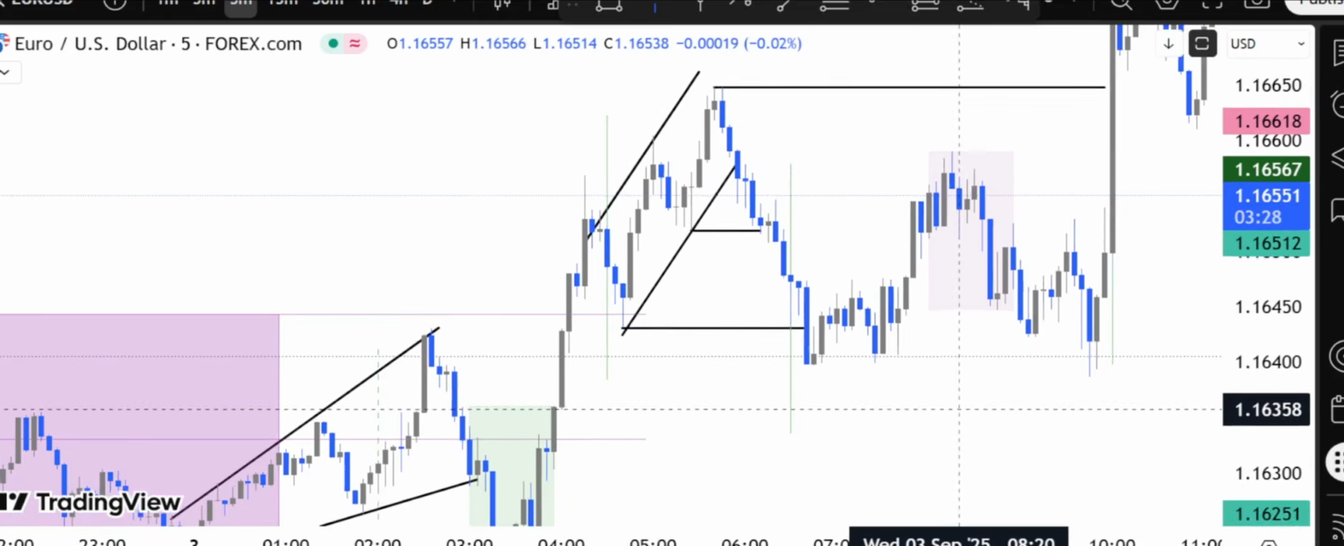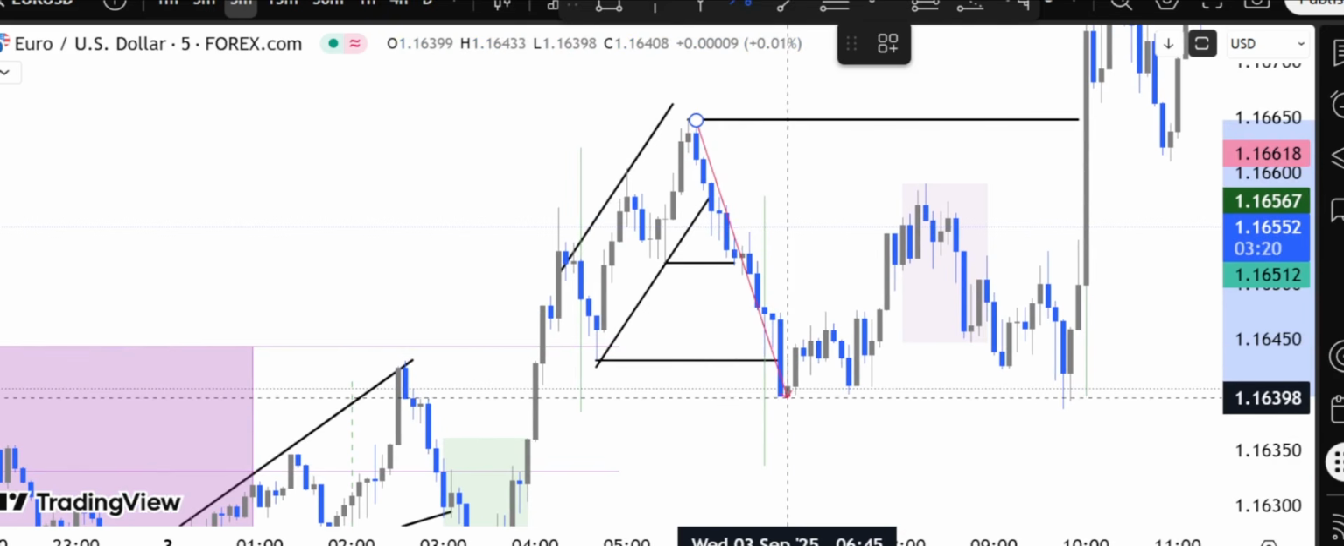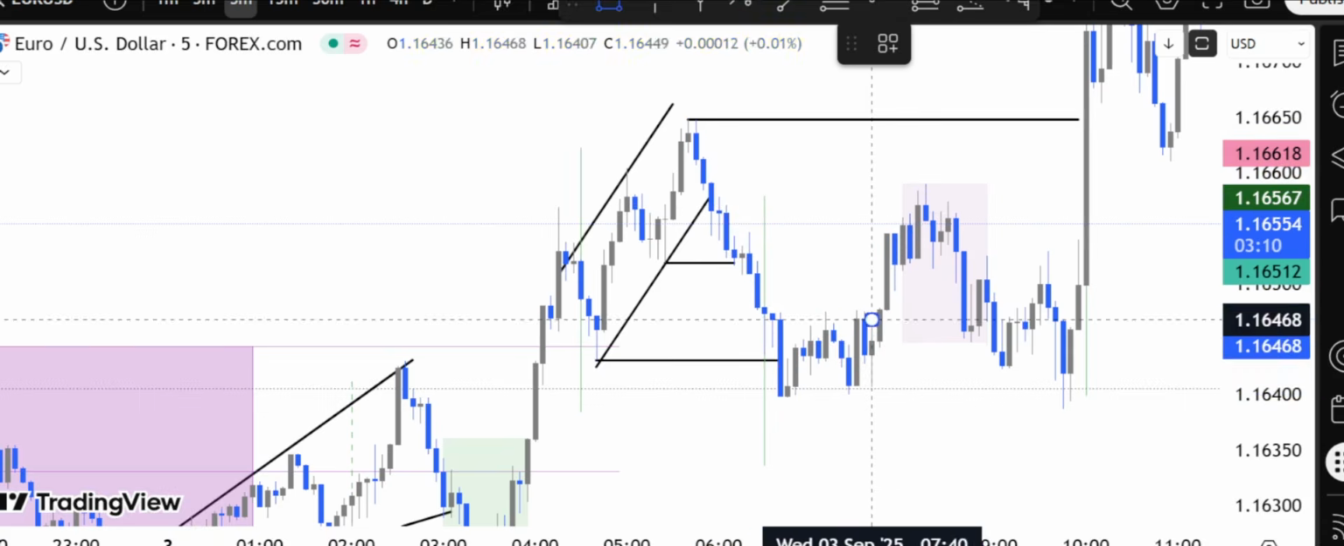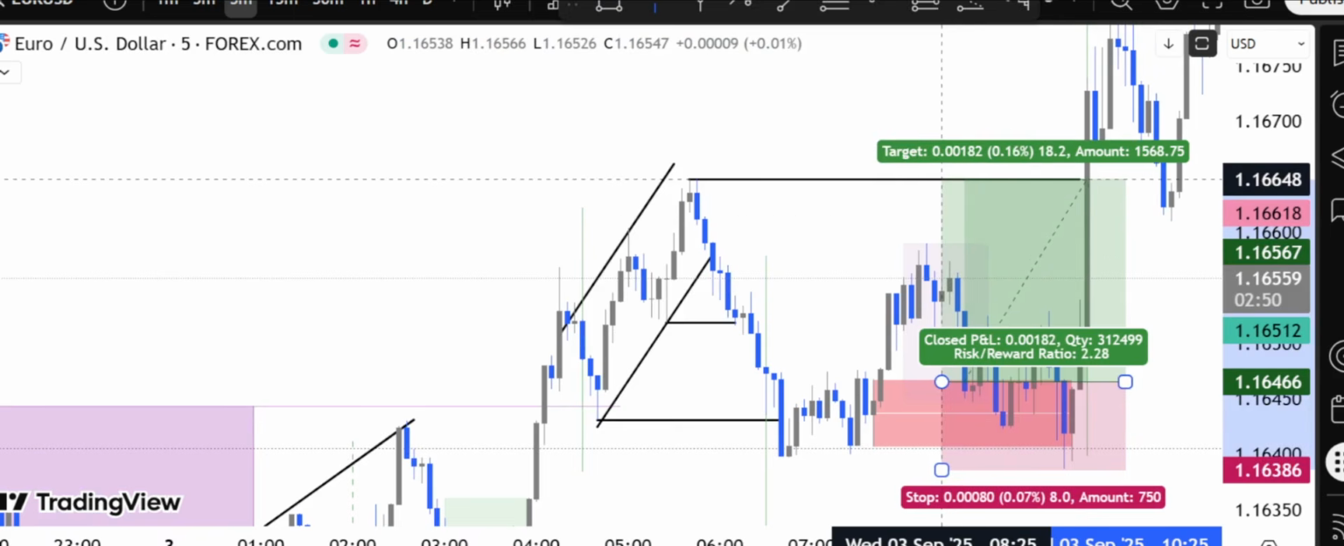An example entry would be something like this. Price takes out the trend line liquidity. Now we are expecting price to go up, right? We are looking for a change of character, which happened here. As you can see, we will cover the low, maybe add some buffer. Take profit would be the next liquidity high.